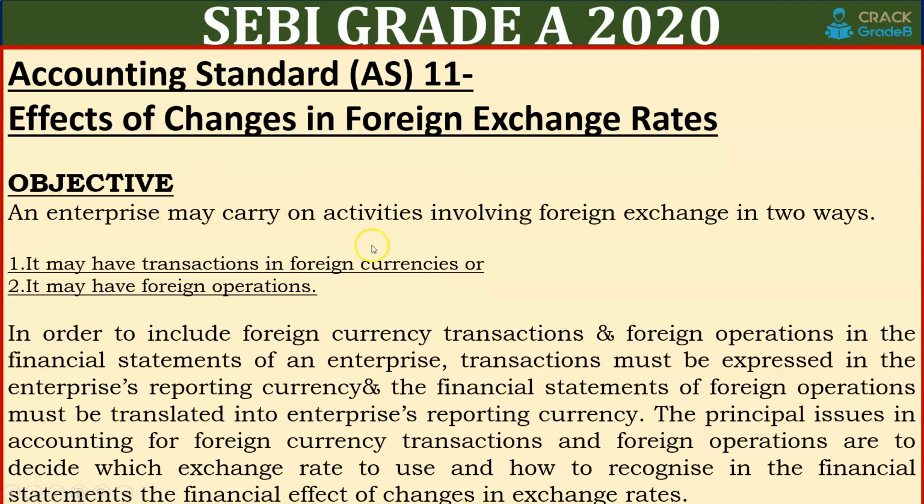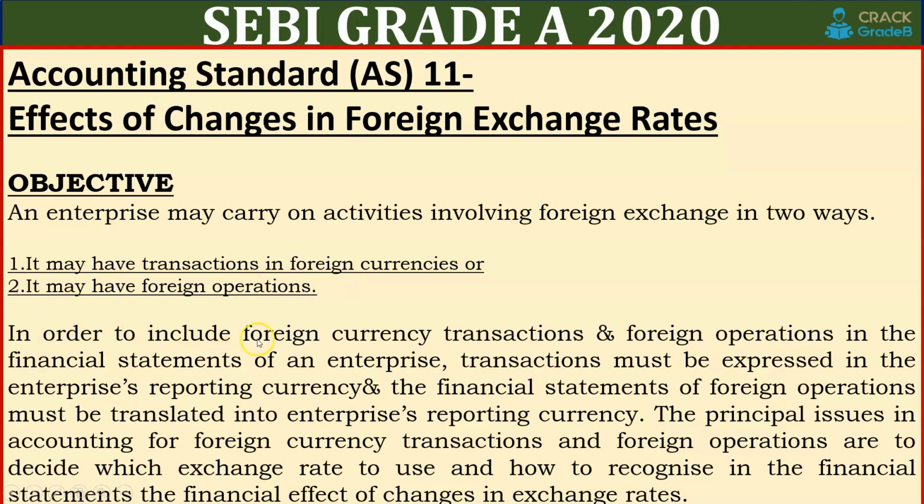So, an enterprise may carry on activities involving foreign exchange in two ways. First one is it may have transactions in foreign currencies, or it may have foreign operations. So, we know that this accounting standard will deal with the foreign exchange rates or the foreign exchange transactions. Only then we will deal with the rates. Either it has transactions in foreign currencies or it has foreign operations. We will later on know the meaning of these two sentences. Right now we are giving it a raw learning.